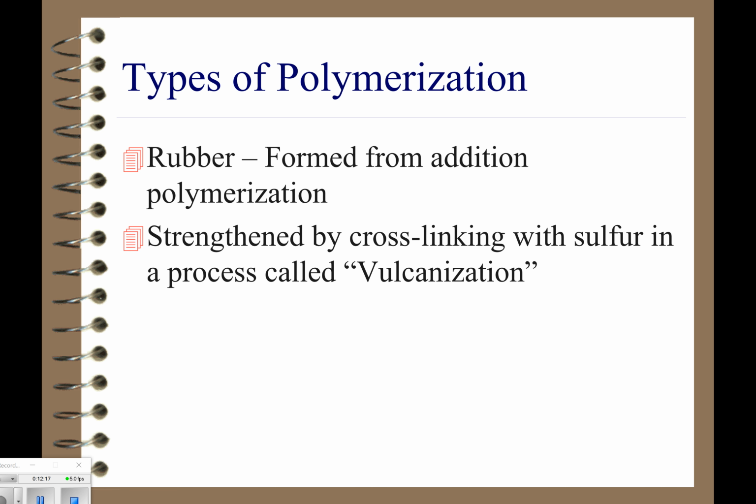Rubber, another example, is formed from addition polymerization, and is another product that is made from oil. And this reaction to produce rubber will link these different monomer units in the rubber with sulfur in a process that we call vulcanization. And this interlinking between rubber monomers and sulfur helps make the material much stronger.